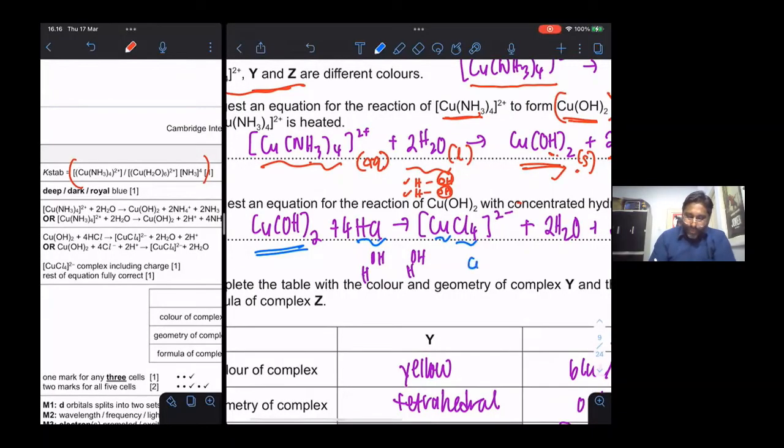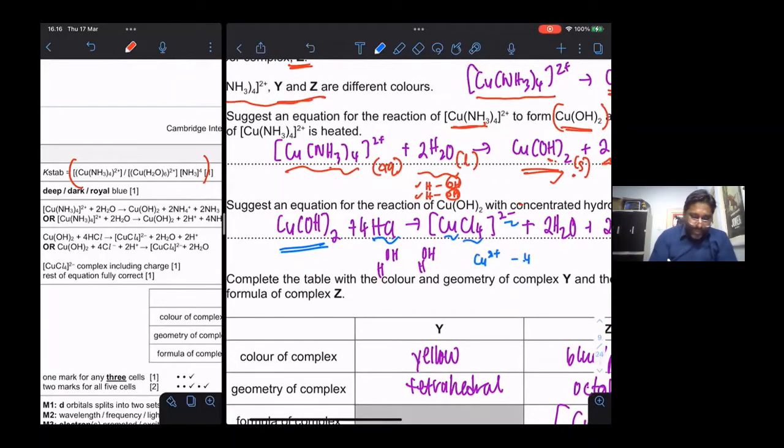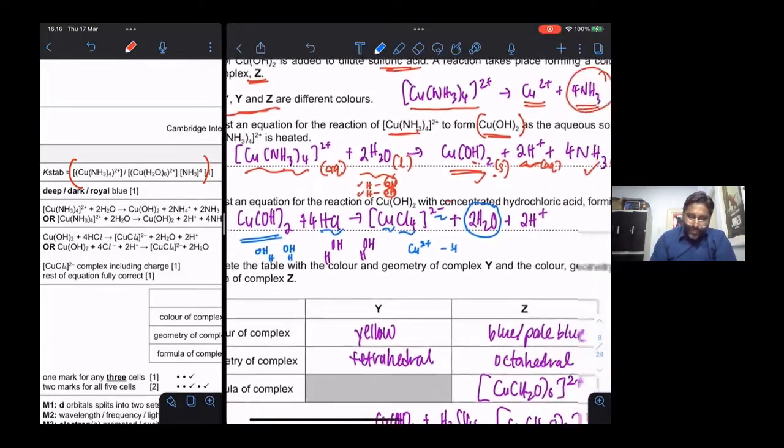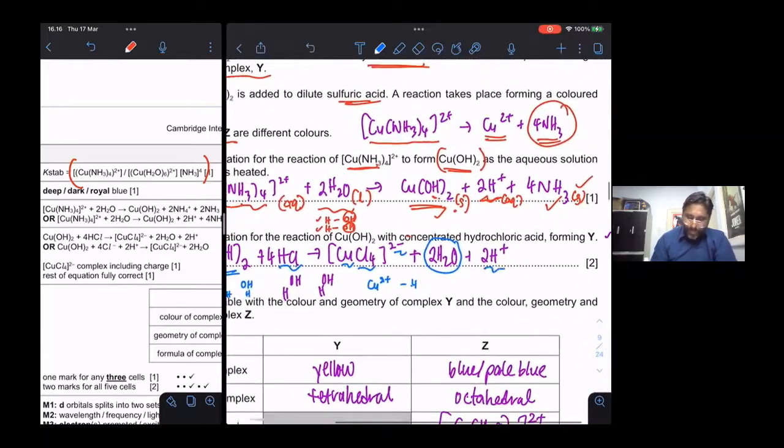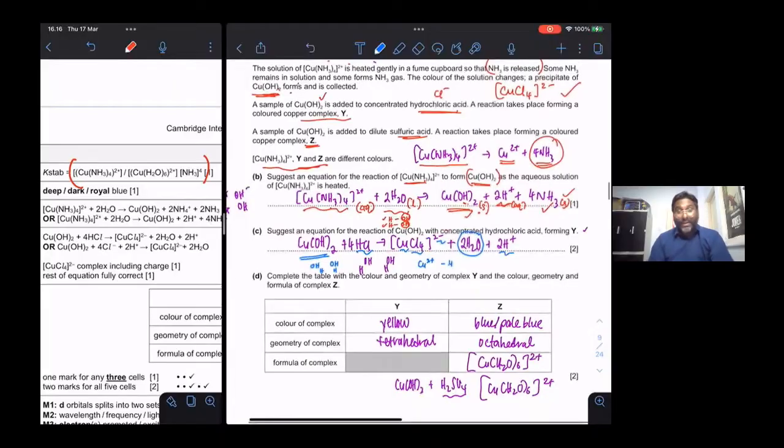Okay, Cu is already 2 plus, and then Cl is -1, so you have 4, so -4, so plus 2 minus 4, you get 2 minus. And then what will happen next? Okay, you have OH, OH, and then 4H plus. So 1H, 1H, okay, 2 moles of water. Okay, so what will happen to the remaining 2H plus? They will stay. Okay, so this is going to be how to write the equation.